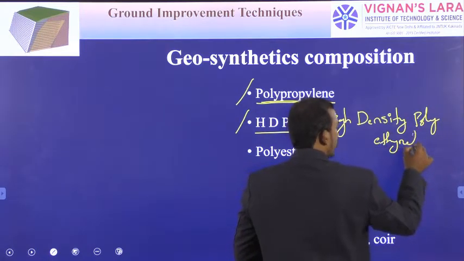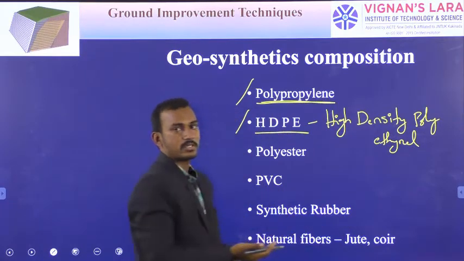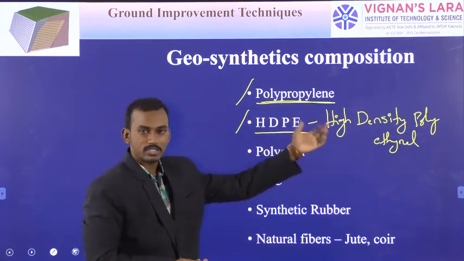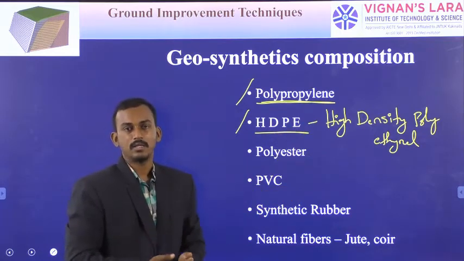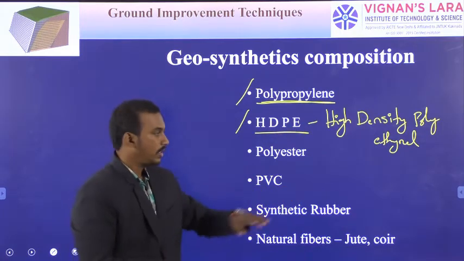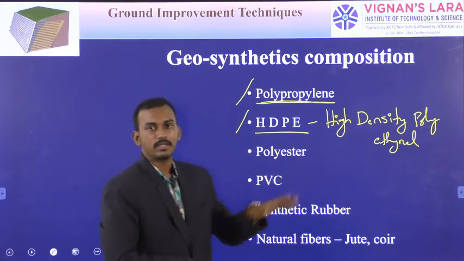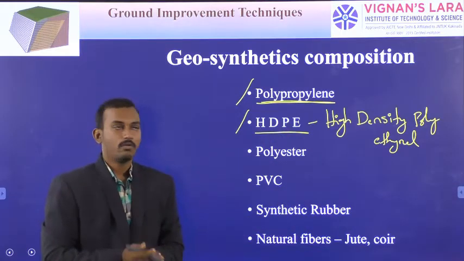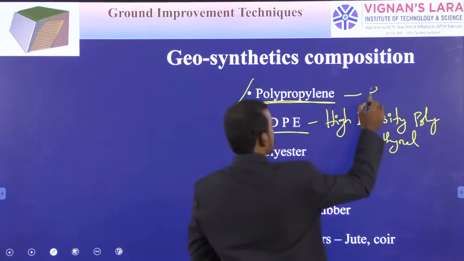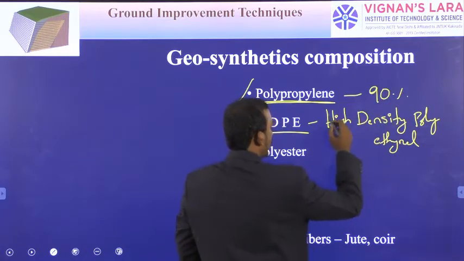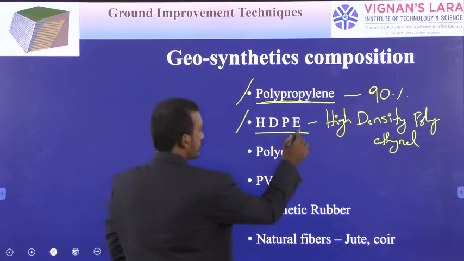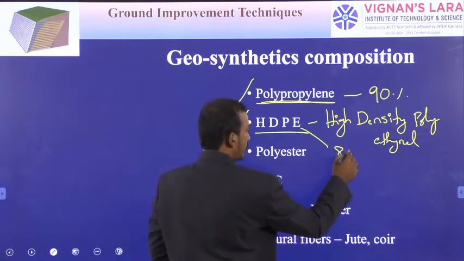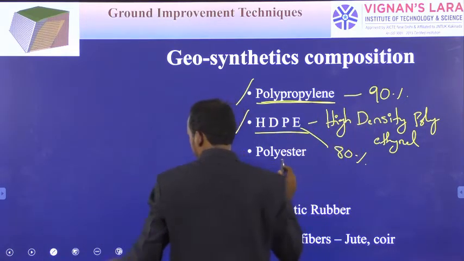We cannot say the exact proportions, like polypropylene is about 60% or HDPE is about 10% or 5%. We cannot say that because it contains all these materials in various proportions. For example, polypropylene is 90%, remaining all are 10%. That is known as a geosynthetics. Or HDPE is, let's say, 80%. This is the first case.